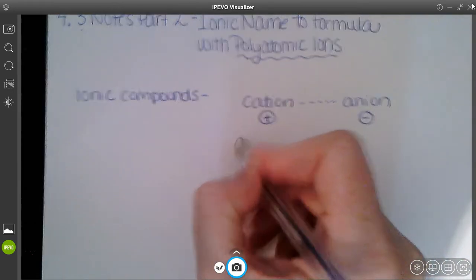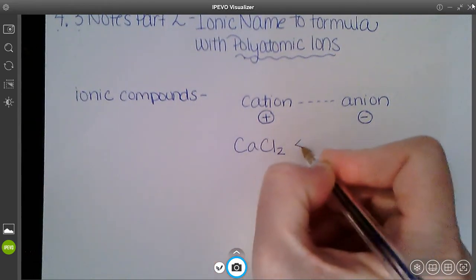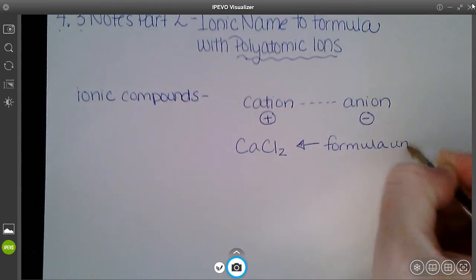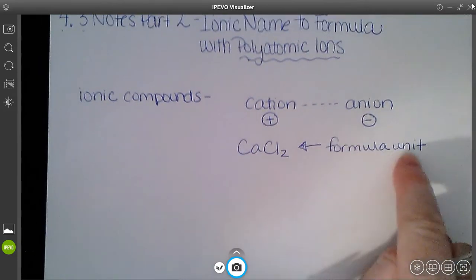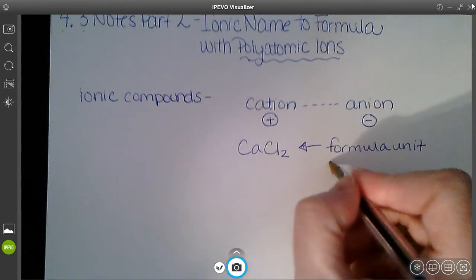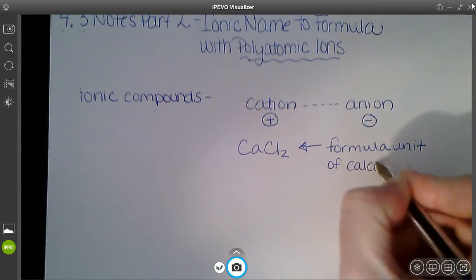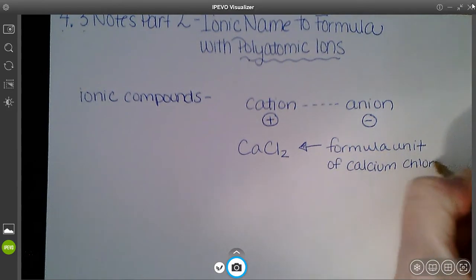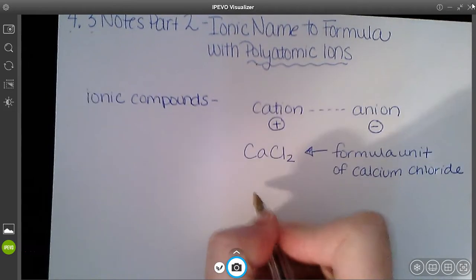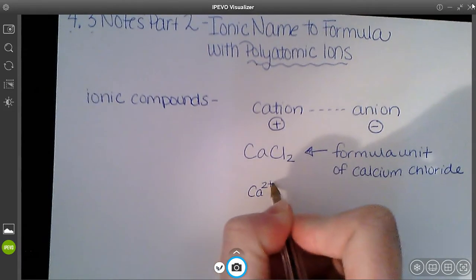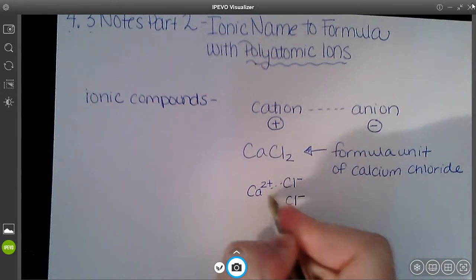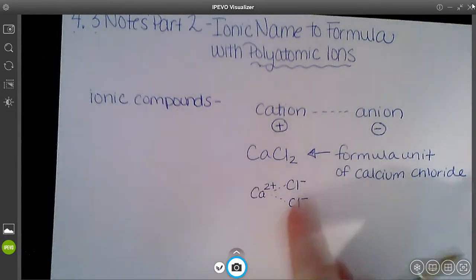So for example, CaCl2, this is the formula unit. You can think of it as the formula, but why we call it the unit is this is the lowest whole number ratio of it. So that's the formula unit of calcium chloride. Calcium chloride is an ionic compound. Each calcium has a 2+ charge, and each chlorine has a -1 charge. And there are attractions here, right? So this is your basic unit of it.